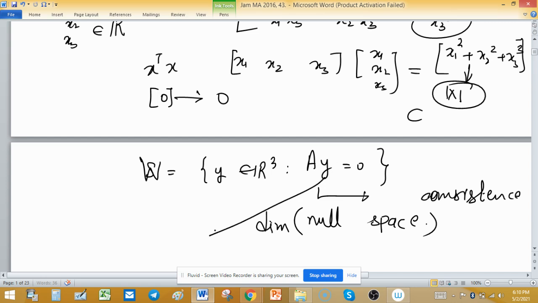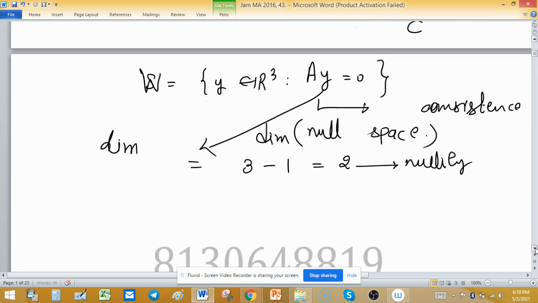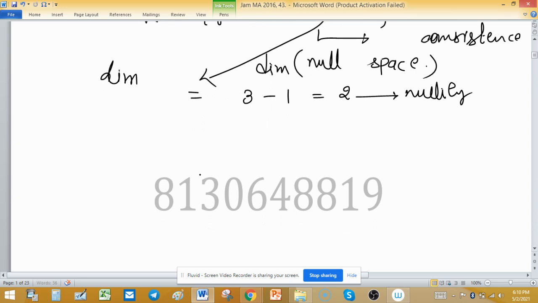As this is a single constraint, and this is from R3 so 3 variables are used, 3 minus the number of constraints, which is 1, gives 2 as the dimension of the null space, or 2 is the nullity. You can find it directly, or this is the second method.